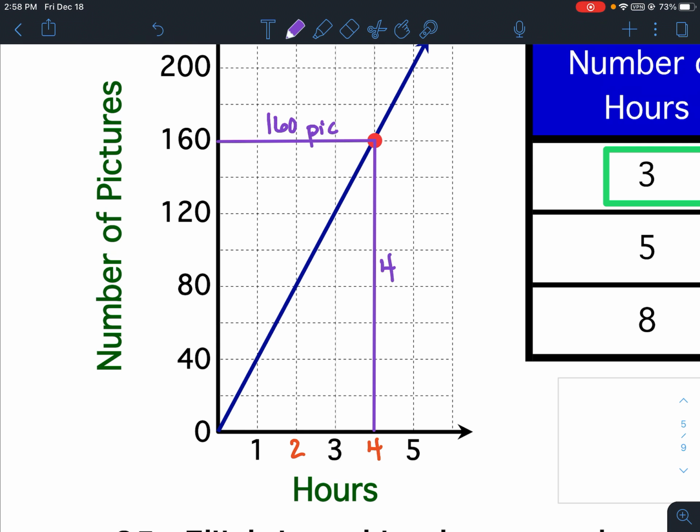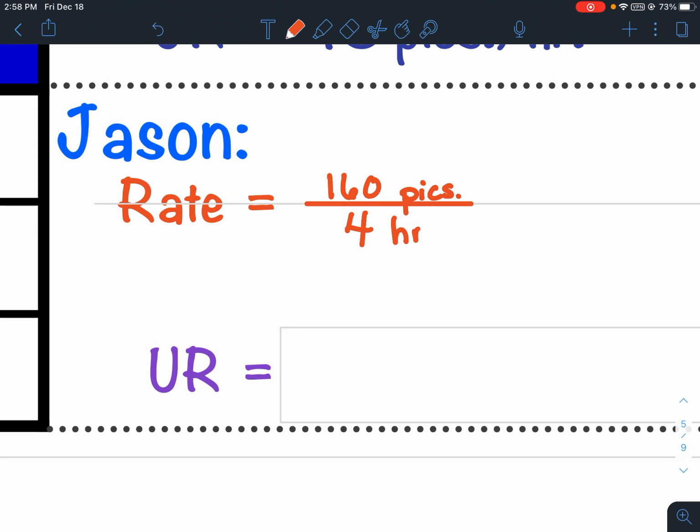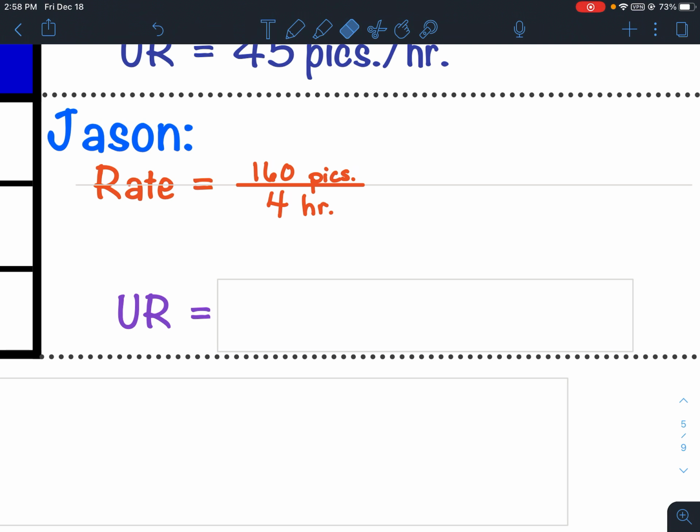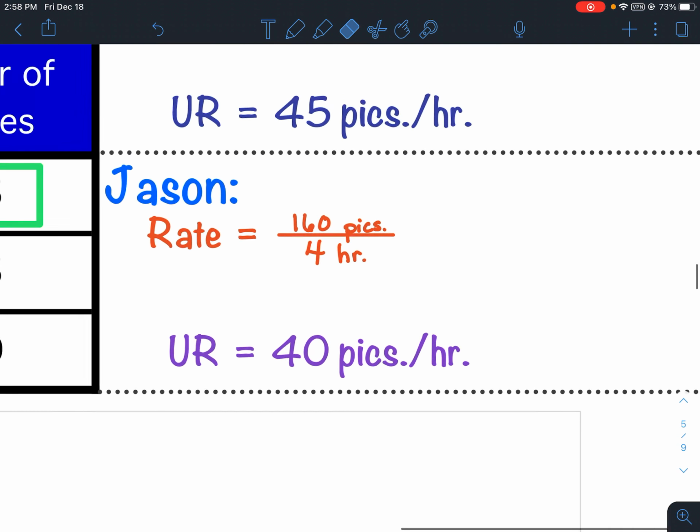So now when we go over to Jason to set up his rate, by the way, make sure you draw this on the graph. If you ever need to pause your video, do so, but make sure you draw that on your graph. To set up Jason's rate, it would be 160 pictures in 4 hours. Again, to go from rate to unit rate, you divide. So in your calculator, you would do 160 divided by 4, and you would get 40 pictures per hour.